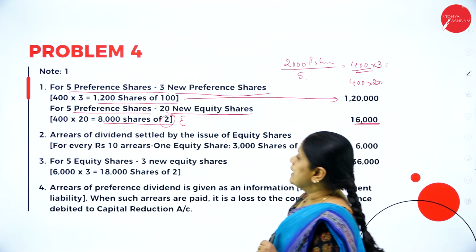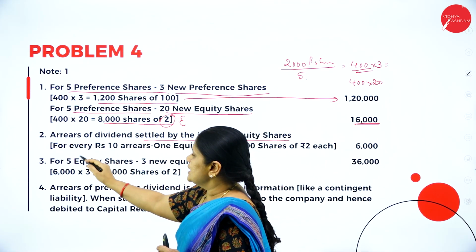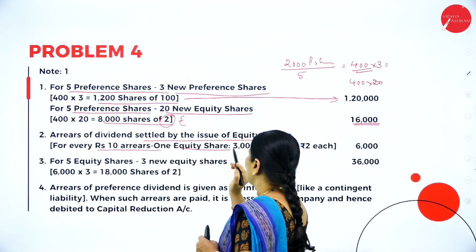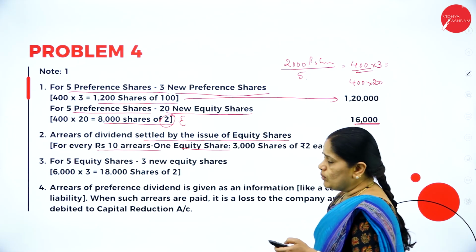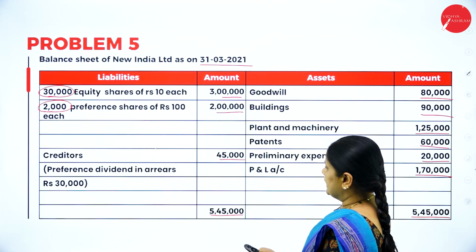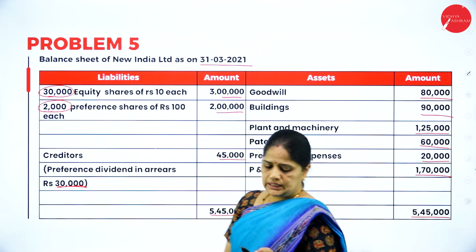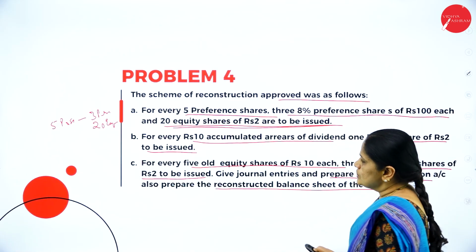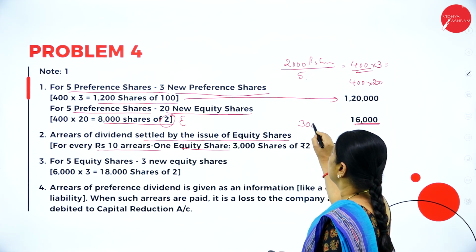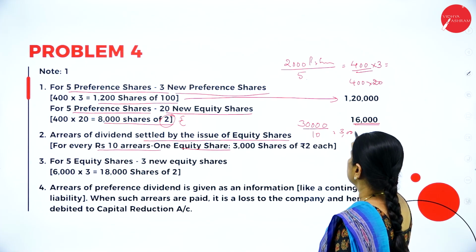Then next one is arrears of dividend settled by the issue of equity shares. So for every rupees 10 arrears, 1 equity share. So what is the arrear here? So let us see. They have an arrear of 30,000. So 30,000 is the arrears. So we have 30,000 divided by 10. So that comes up to 3,000.